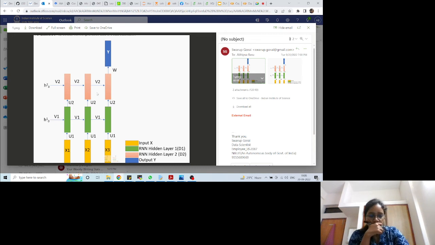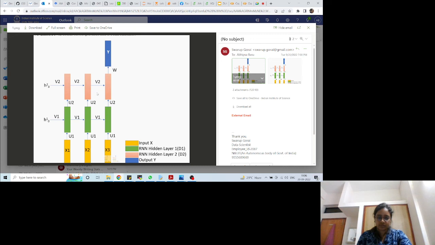Now see, the first line is x1 x2 x3. In the second line there is v1. So let's try to define them individually first. So you have this H0 of 1. Tell me what will be the value of H1 of 1, H11.